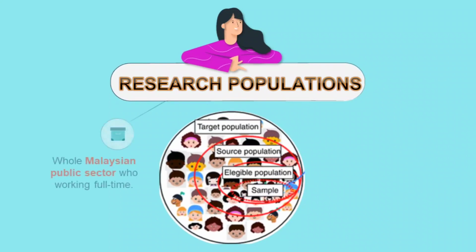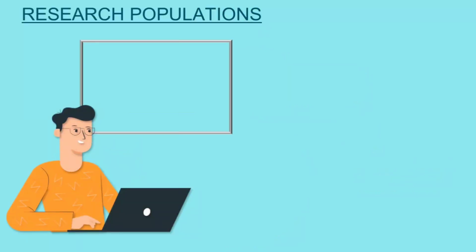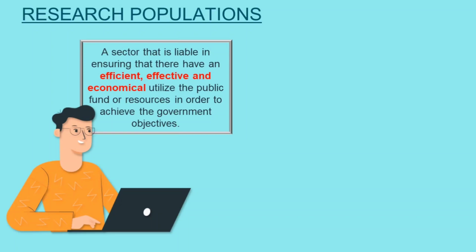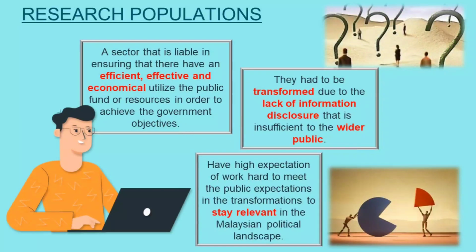The intended population of this study is the whole Malaysian public sector who are working full-time, which are identified as those officers that are affected by the budgetary system. The public sector is a sector that is liable for ensuring they have an efficient, effective, and economical utilization of the public fund or resources in order to achieve the government objectives. They had to be transformed due to the lack of information disclosure that is insufficient to the wider public. They are expected to work hard to meet the public expectation in the transformations to stay relevant in the Malaysian political landscape.